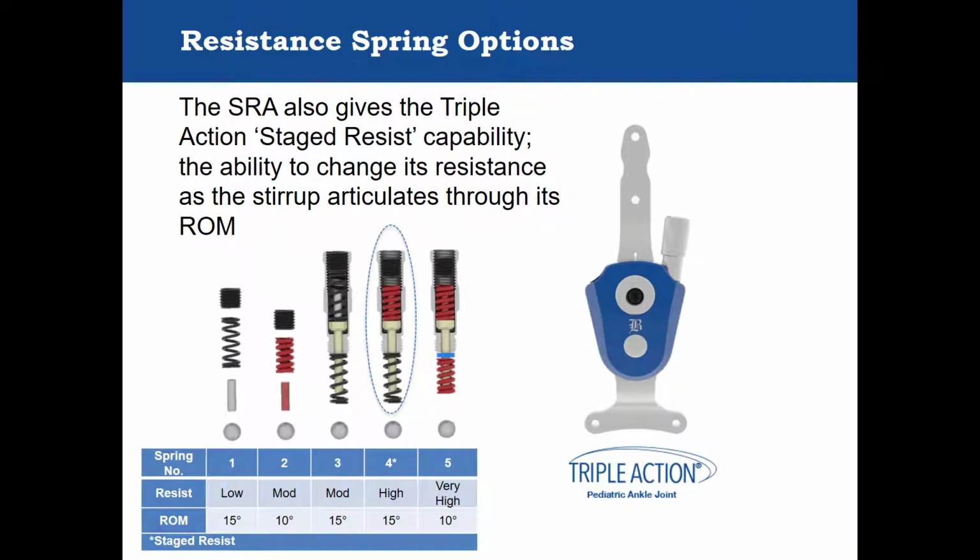Booster spring configuration number 4 also gives the triple action the unique ability to vary its resistance as the stirrup moves through its range of motion. This feature is called staged resist. The ankle angle at which this change of resistance occurs is adjustable when tuning the triple action in the clinical setting.